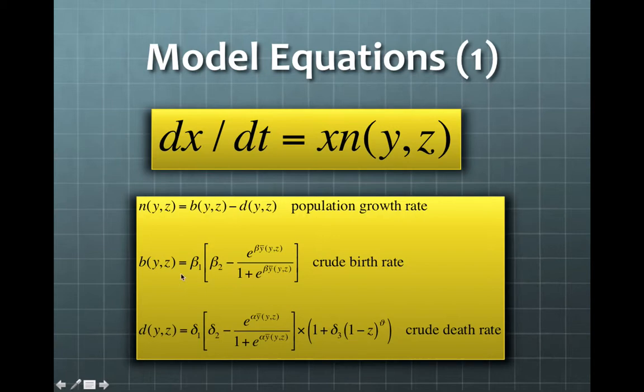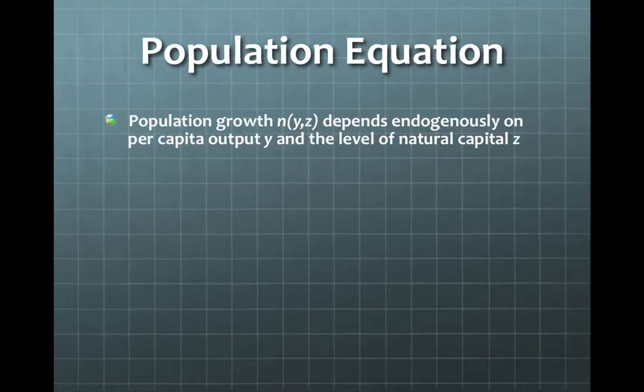The births are given by essentially this exponential function divided by 1 plus exponential, which is a function that tapers off, and I'll talk a little bit about this in a second. And the deaths are a fairly convoluted function. Let me spell it out in words. The first thing is that population growth, like I said, depends on the per capita output and the level of natural capital. Both Y and Z are in the model, so this is an endogenous dependence, as opposed to exogenous, where it depends on external factors.